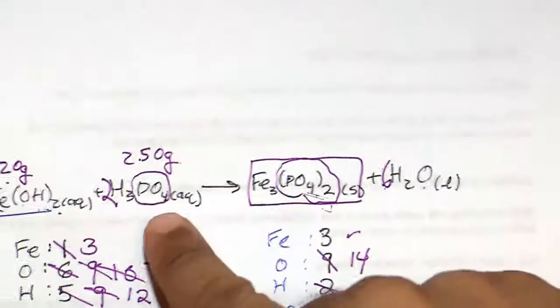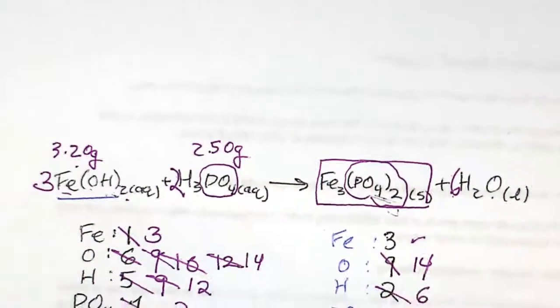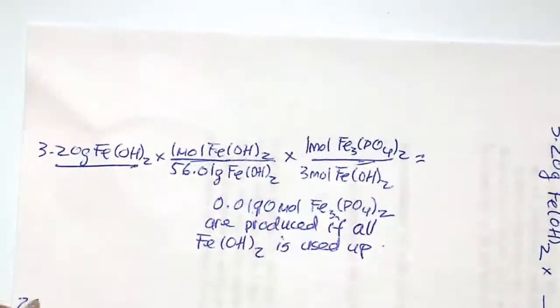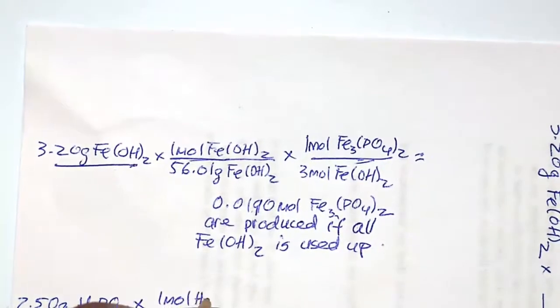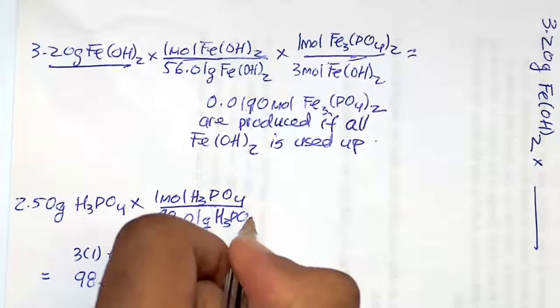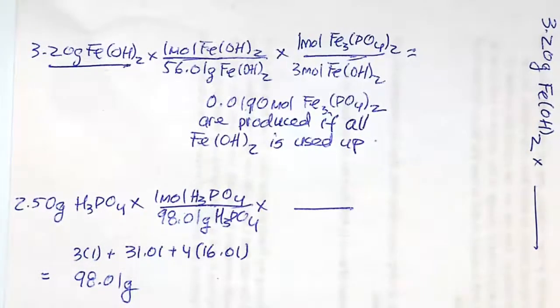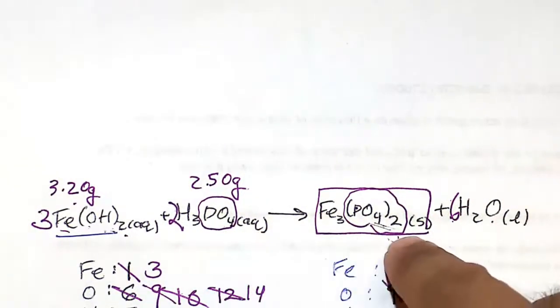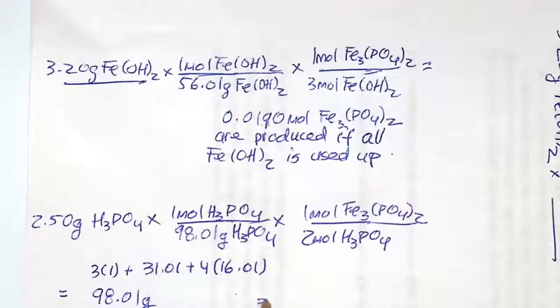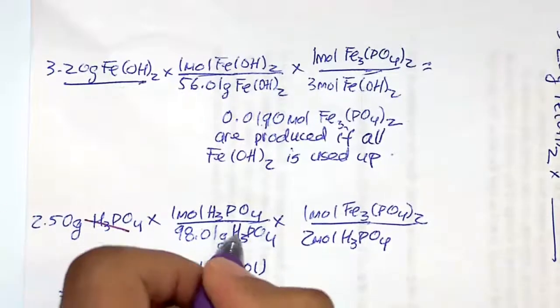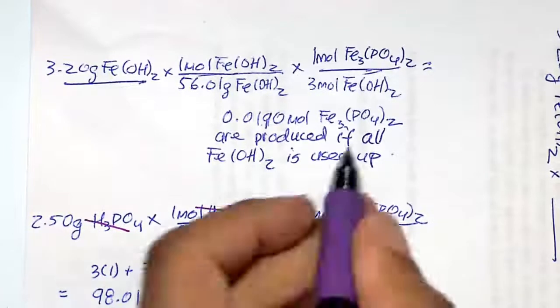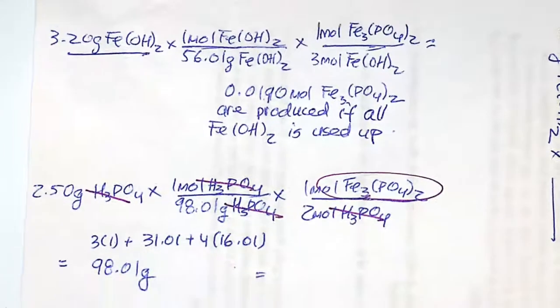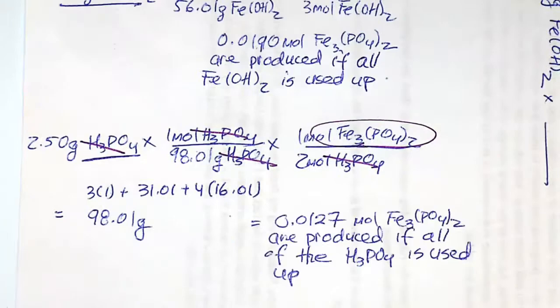Now we want to figure out how much of our iron 2 phosphate is produced if all of this is used up. So we'll do our stoichiometric calculation again. This time we're starting out with 2.50 grams of phosphoric acid. For every 1 mole of phosphoric acid there's its molar mass in grams, and we know, based on our balanced chemical equation, that for every 2 moles of phosphoric acid, there's 1 mole of iron 2 phosphate. So the grams cancel, the moles of phosphoric acid cancel. We're left with moles of iron 2 phosphate. I'll stop at moles.